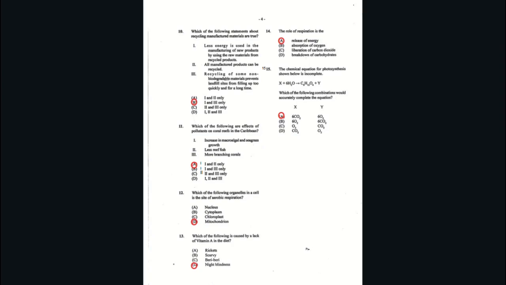So the end products of photosynthesis are going to be glucose and oxygen, and the inputs are basically water and carbon dioxide. So the answer for this is going to be A, 6CO2 and 6O2, and basically the 6 before it is just balancing out the equation.